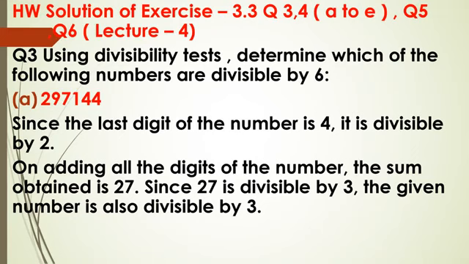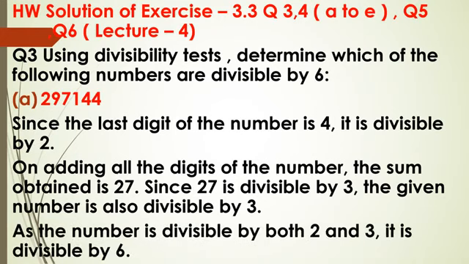You will get 27. 2 plus 9 plus 7 plus 1 plus 4 plus 4. I have written the direct answer. Sum obtained is 27. Is 27 divisible by 3? Yes. The given number is then also divisible by 3. Now you have seen that the number is divisible by 2 and also by 3. So it is divisible by 6 also. As the number is divisible by 2 and 3 both, it is divisible by 6.